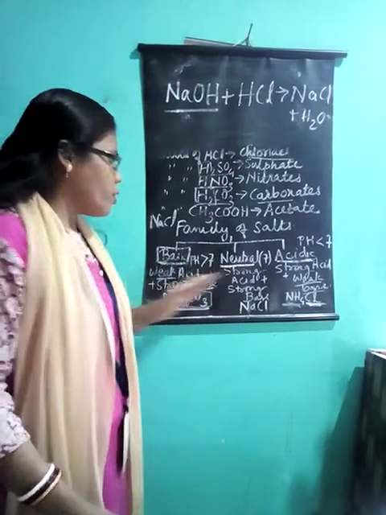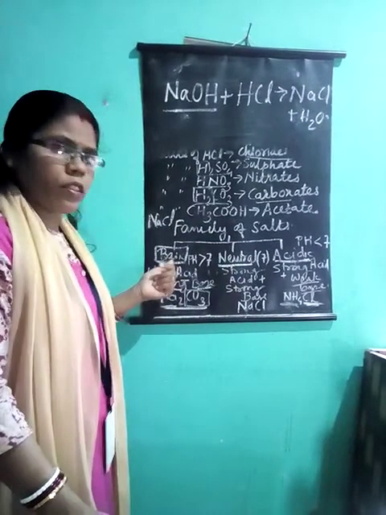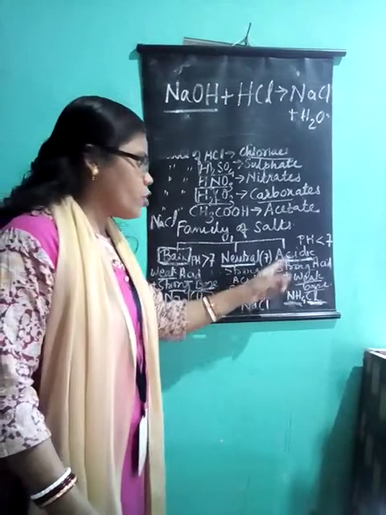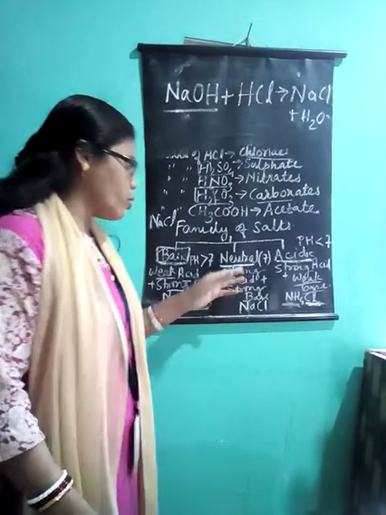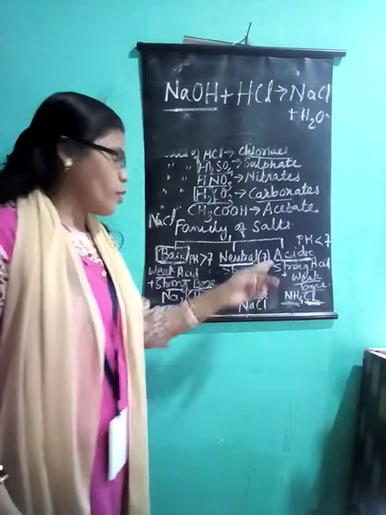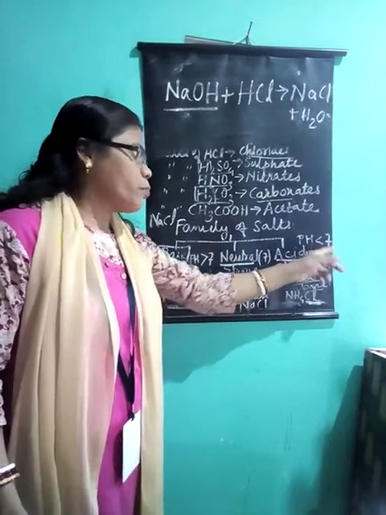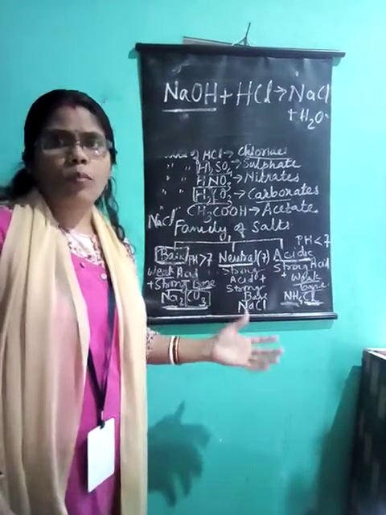And then the different types of salt: basic salt, acidic salt, neutral salt. Basic salt, strong base plus weak acid. Acidic salt, strong acid plus weak base. Examples, you have Na2CO3 and NH4Cl. Neutral, strong acid plus strong base, you get neutral salt having pH equal to 7. For acidic, pH less than 7. For basic, pH greater than 7. So this is all about salts.